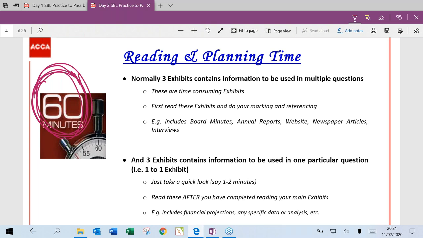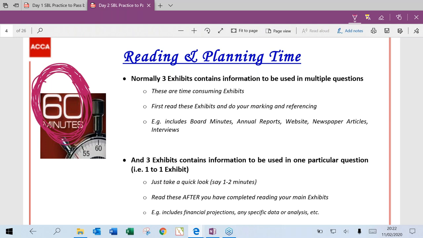Now, by experience, by teaching so many SBL students, I know that most of you might not be able to complete your reading in 60 minutes. Maybe in the last attempt the question was small and most people were able to complete, but by and large, it generally takes like 70 minutes to complete the reading. But we have to make sure that we read and do the planning in all 60 minutes. So how do we save time?